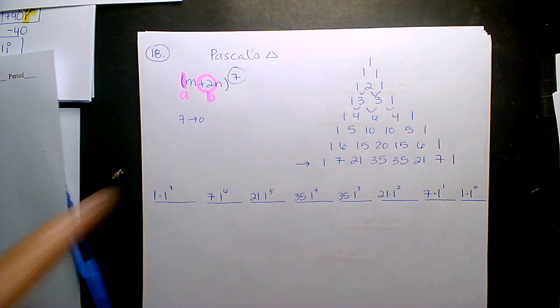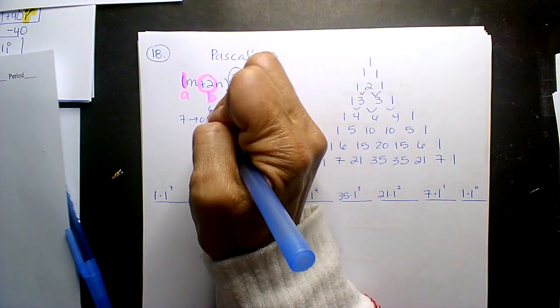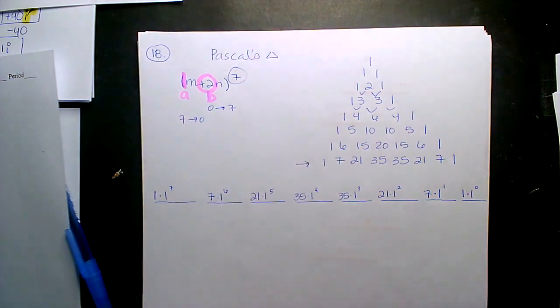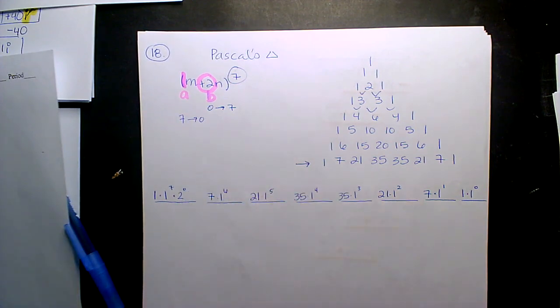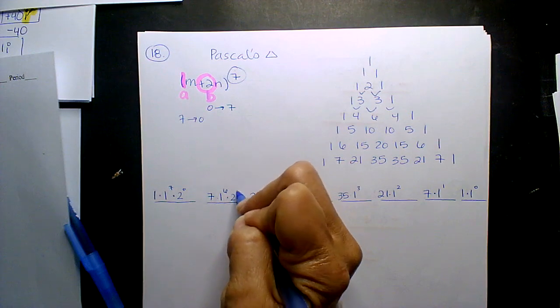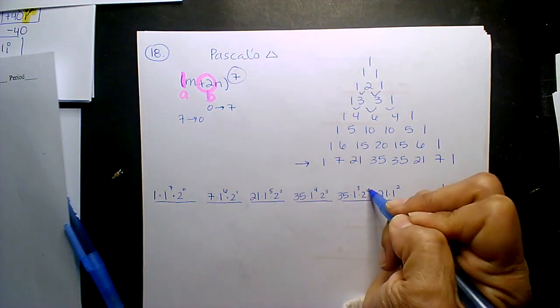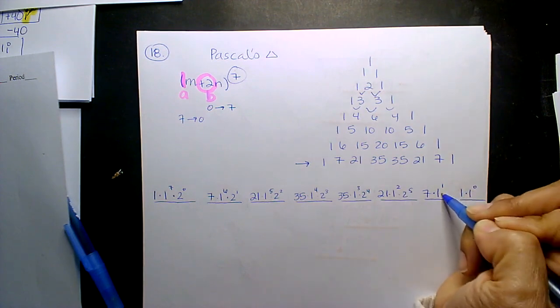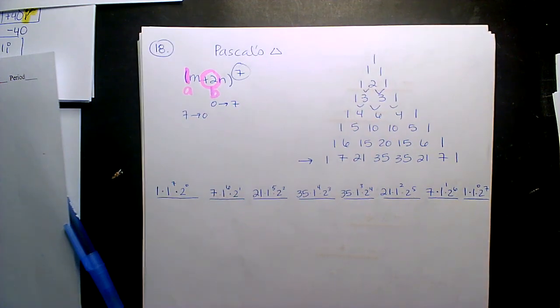Okay, so now what happens with the B term? The B term starts at 0 and moves up to 7. That's it. If you want to write the 2, I would have skipped it, but 2 to the 0 is just 1, right? 2 to the 1, 2 to the 2, 2 to the 3, 2 to the 4, 2 to the 5, 2 to the 6, 2 to the 7.